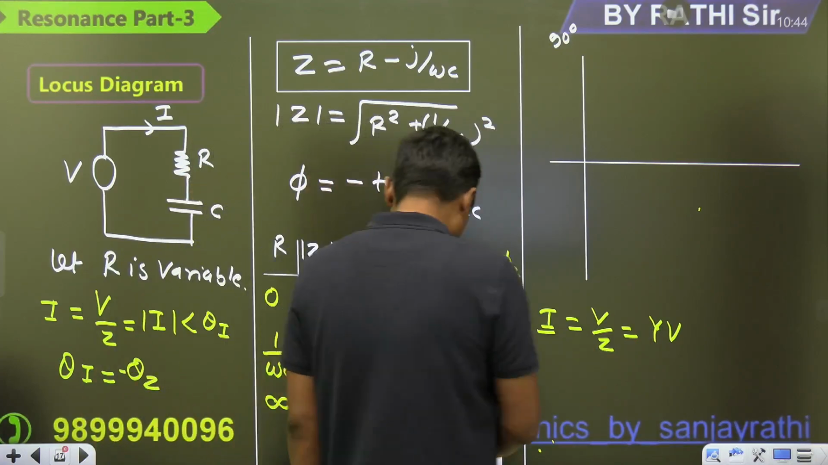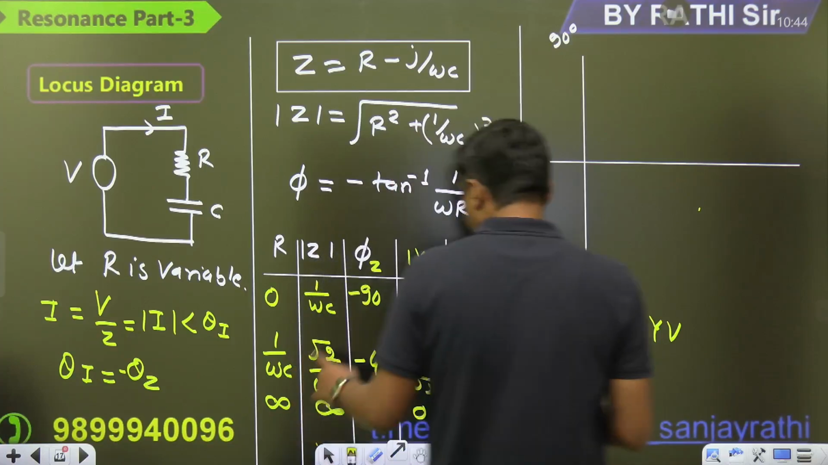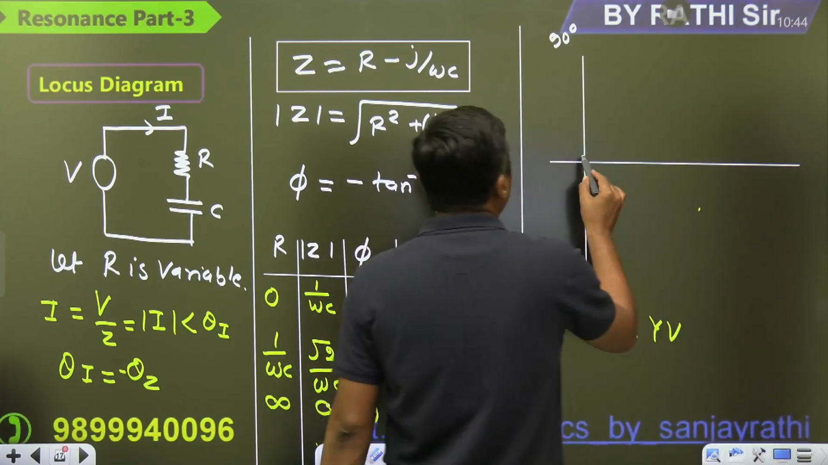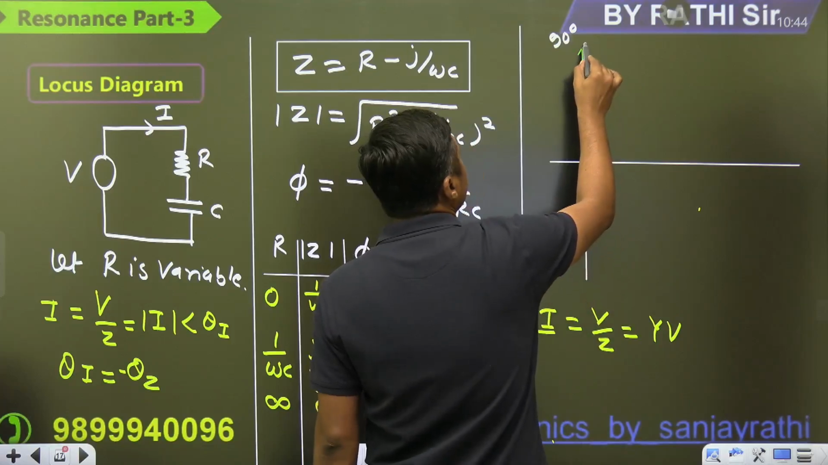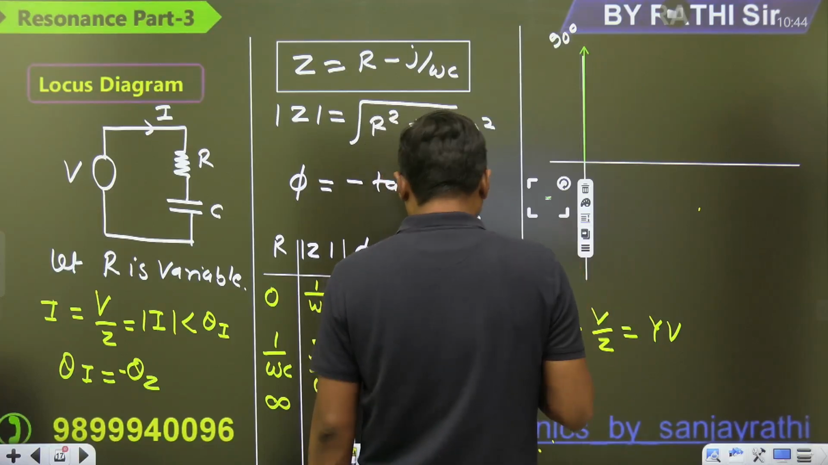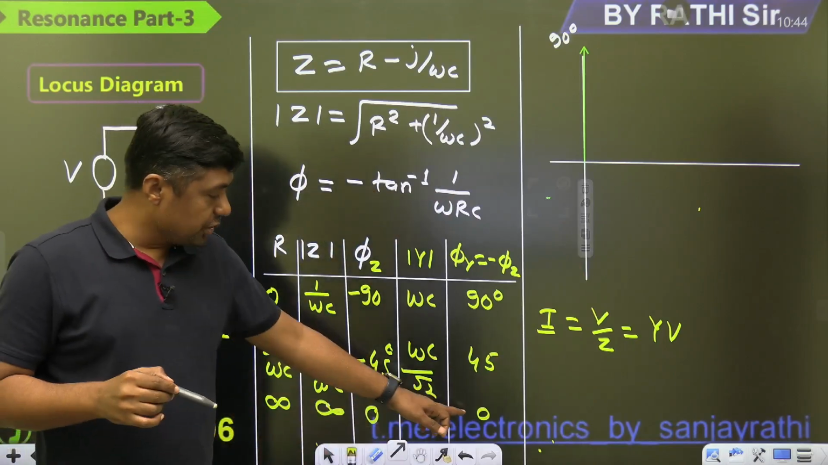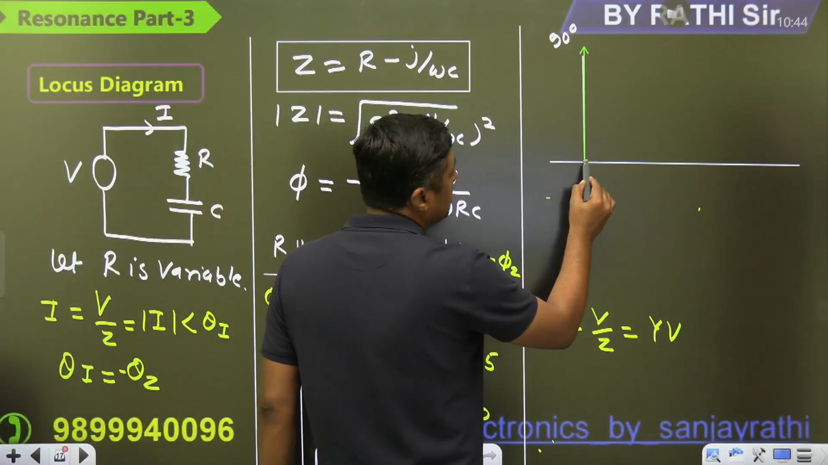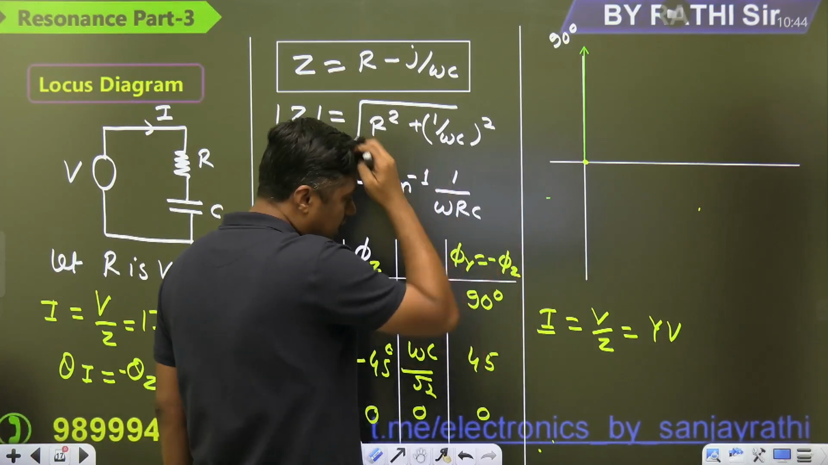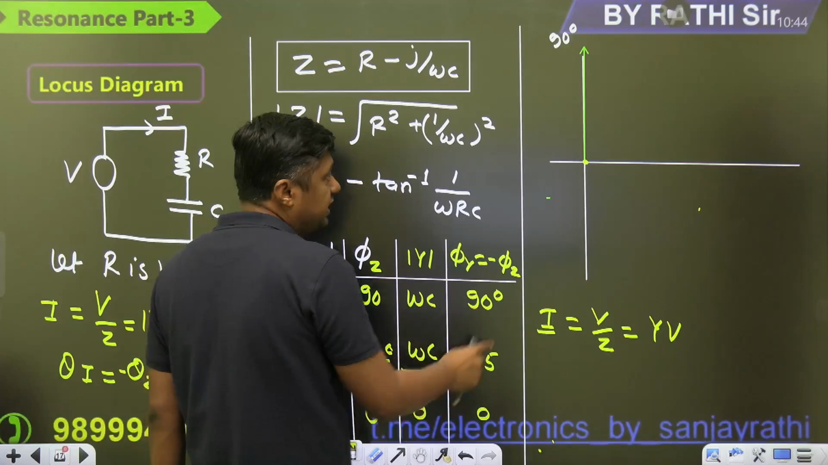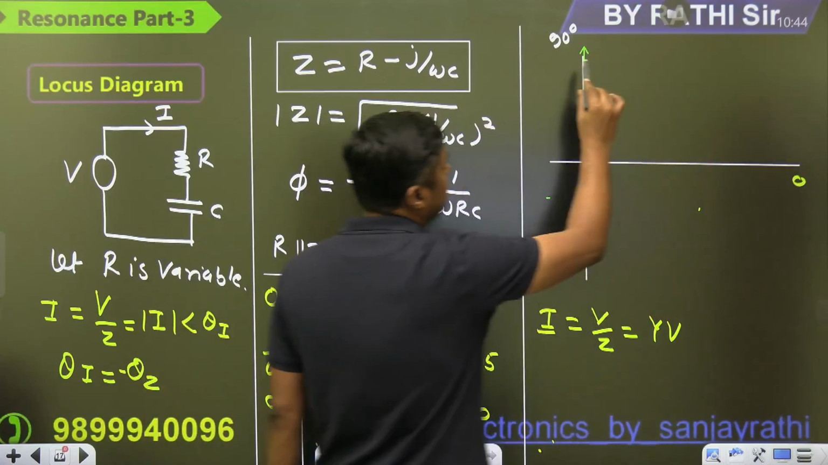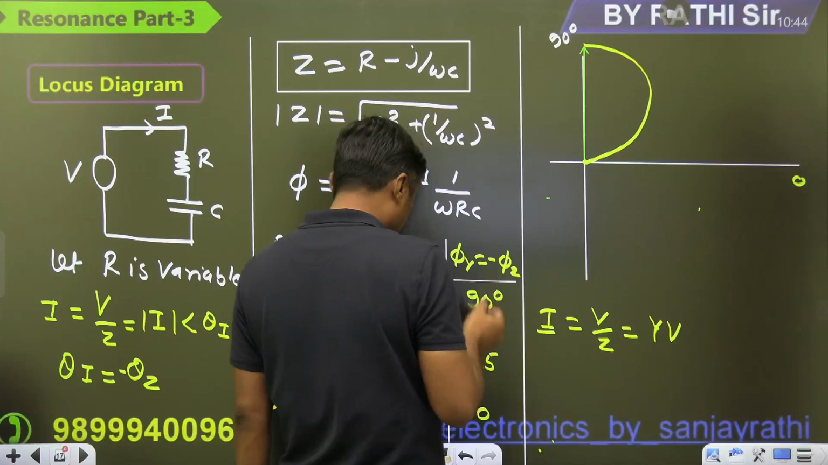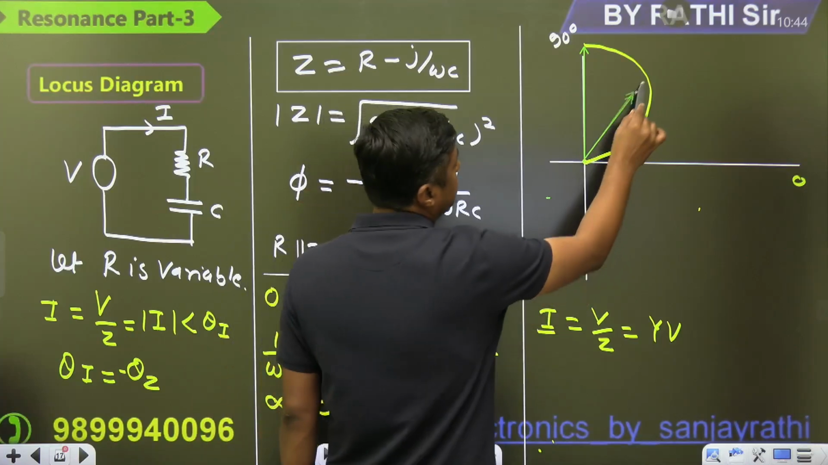Then we are getting, for example, if it is 0, then what is the value? Omega c. And the angle is 90 degree. Same, just like the current. If it is infinity, what is the value? 0. And the angle is 0 degree. This is the point. What I have said, draw the semicircle. But what about all the angles? It will vary from 0 to 90 degree. So this is the 0. This is 90 degree. So draw a semicircle like this. This is the semicircle. And you can also draw a line at 45 degree.